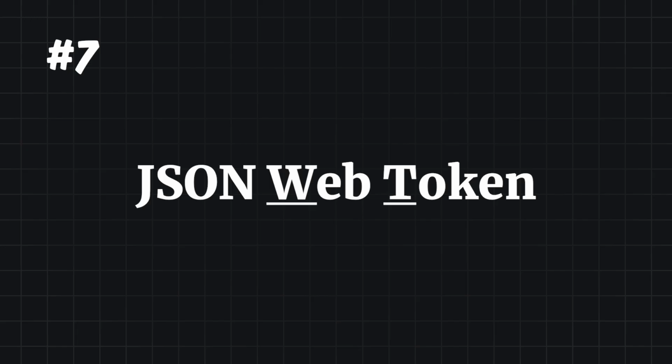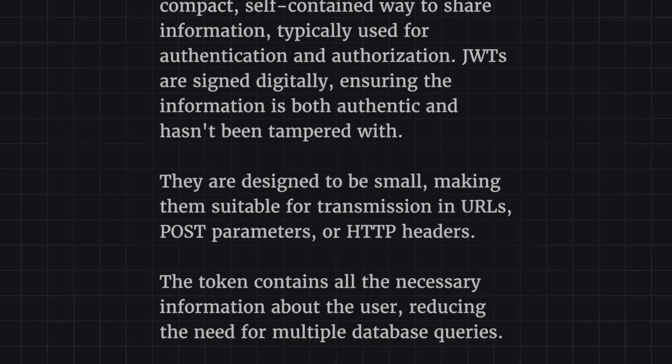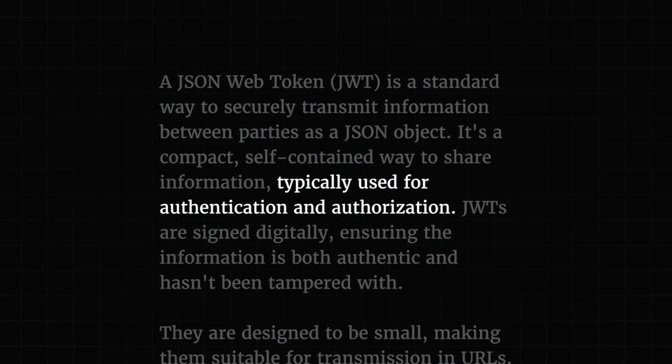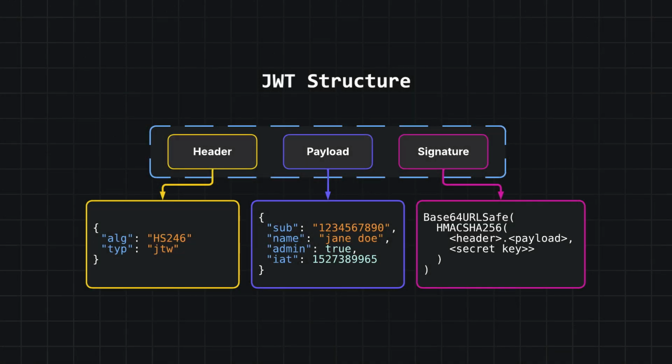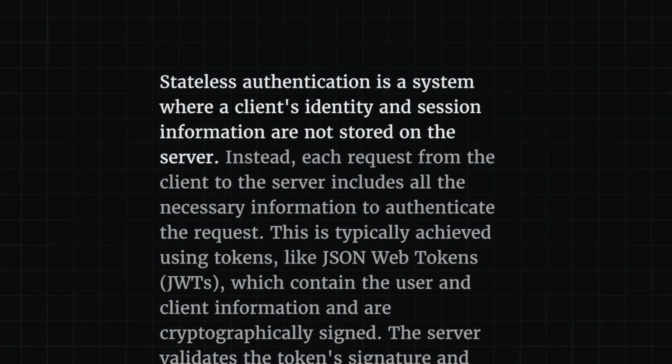A JSON Web Token, or JWT, is a compact token used for authentication and authorization. It typically contains a header, payload, and signature, and can be verified without querying a database, making it ideal for stateless authentication.